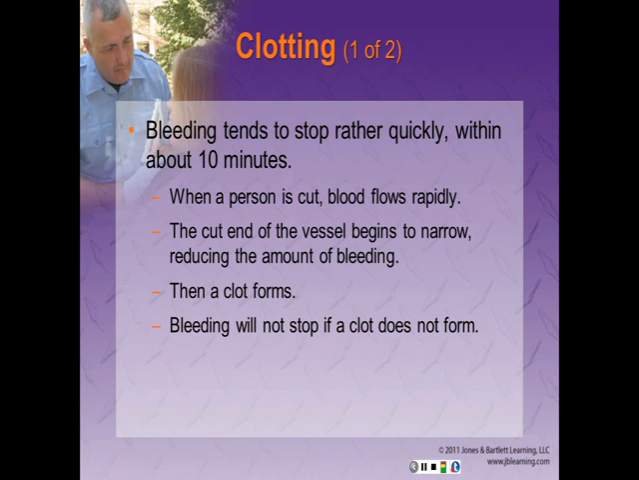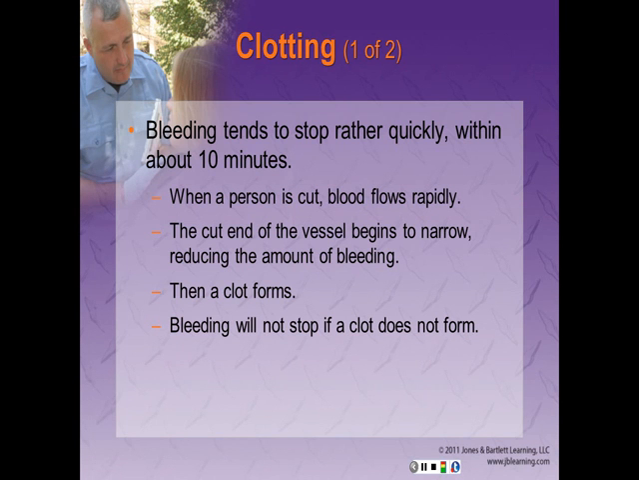The clotting process is important for the EMT to understand. Bleeding tends to stop rather quickly, within about 10 minutes, in response to internal mechanisms and air exposure. When a person is cut, blood flows rapidly from the open vessel. Then the cut ends of the vessel will begin to narrow, and we call this vasoconstriction, which reduces the bleeding amount. Then a clot forms, and this is called coagulation.